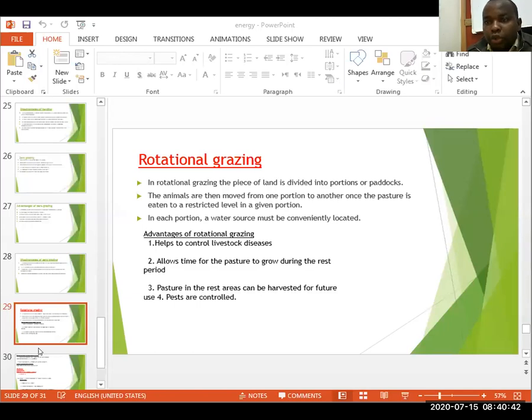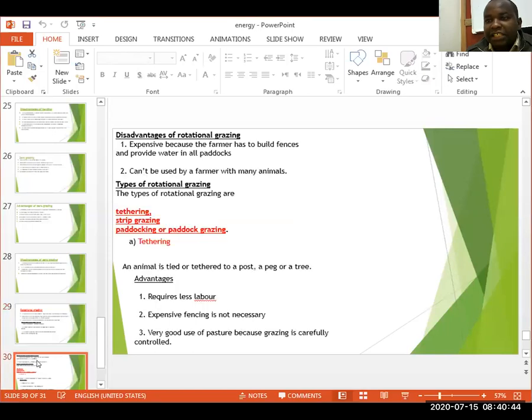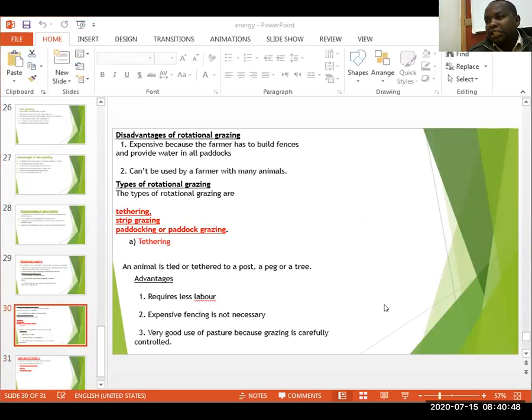Then we also looked at the disadvantages of rotational grazing, whereby we said it is expensive because the farmer has to build fences and provide water in all paddocks. Then it can't be used by a farmer with many animals.